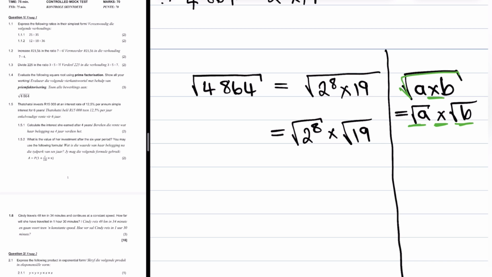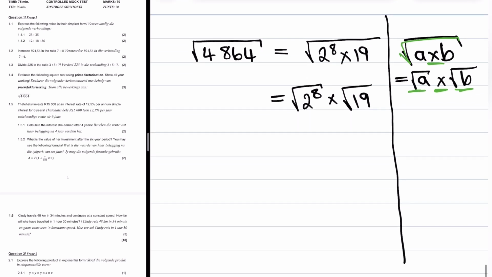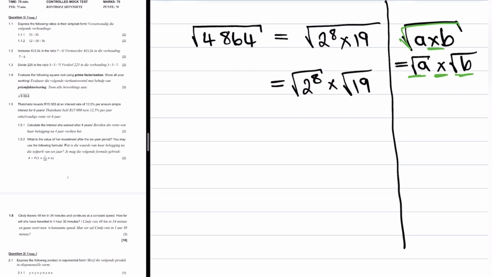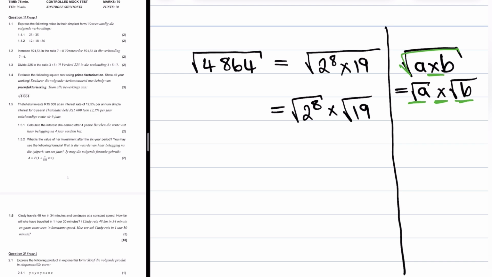So ons het nou hierdie twee geskei, en natuurlik weet ons dat 'n ewe mag, in hierdie geval is ons mag of eksponent 8. Met ander woorde, dit is 'n ewe getal, en as ons 'n eksponensiële waarde het of getal het waar ons 'n ewe mag het, kan ons dan dit sien as 'n volkome vierkant, as a perfect square.